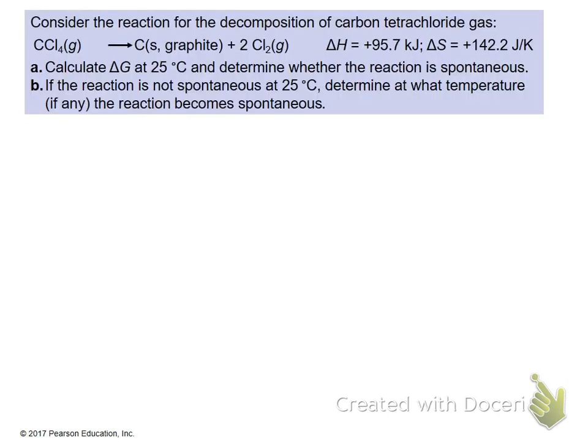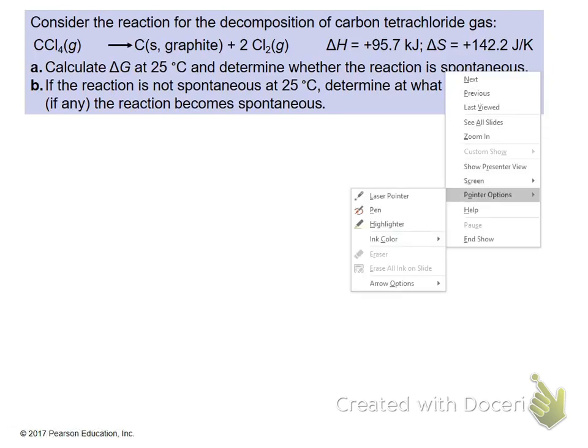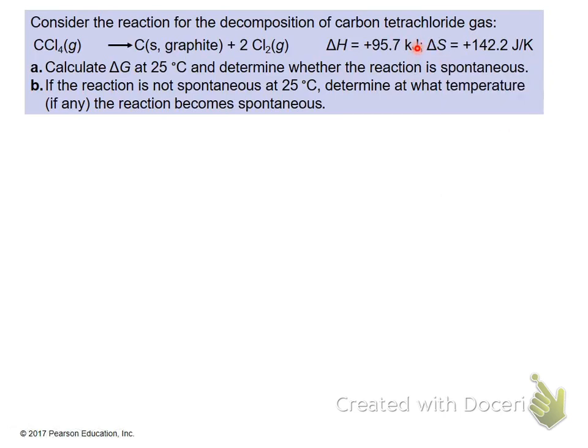Let's take a look at this one example here. Consider the reaction for the decomposition of carbon tetrachloride gas into graphite and chlorine gas, right? It gives you the value of delta H, change in enthalpy, which is positive. It also gives you a value of delta S, change in entropy, which is also positive, right? But notice that the units here are not exactly equal, right? So we have kilojoules, and this one is joules per Kelvin. So keep an eye on the units always.